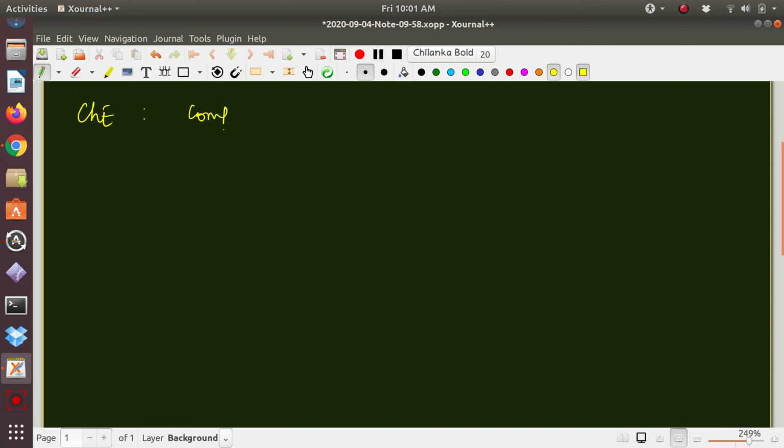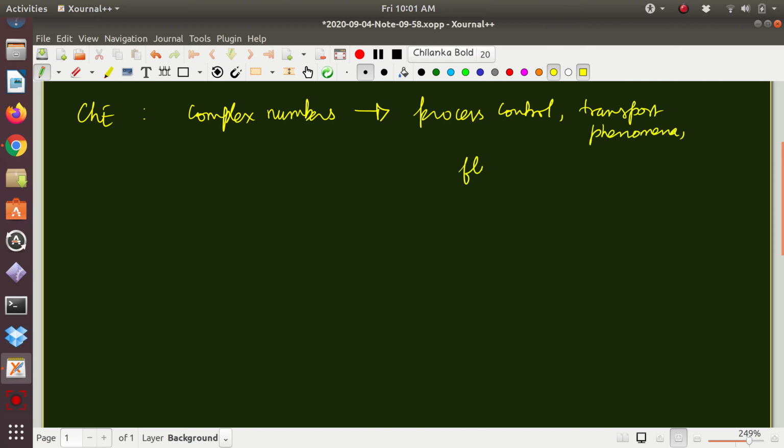Okay, so let me begin first by saying that in chemical engineering especially, complex numbers are used widely in process control, transport phenomena and fluid mechanics especially. So it is very useful to have a good grip on the fundamentals of the ideas and important general results in this area of complex numbers and complex analysis.